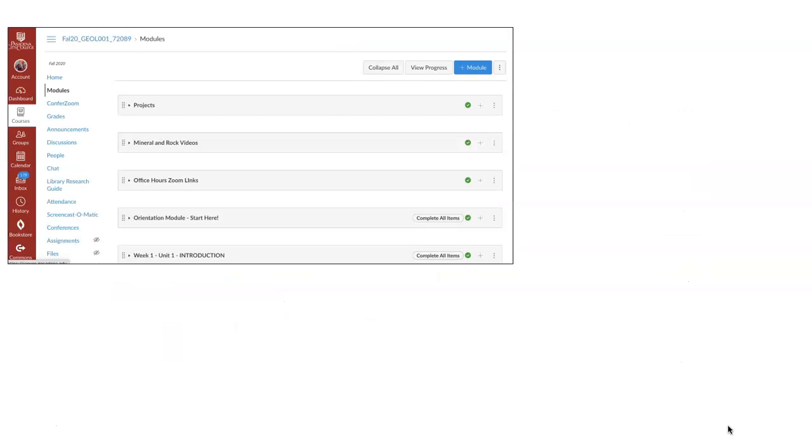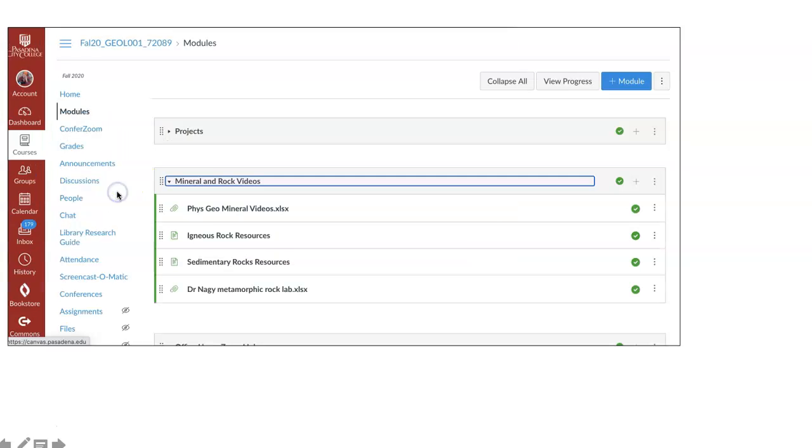Now let's look at where to find these videos online to help you identify them. First of all, here is our module page. At the top, you have projects, mineral and rock videos, office hours, orientation, etc. So you're going to go to the mineral and rock videos, and when you open it, you're going to see these 4 options. The Phys Geo Mineral videos is what you use for your hardness mineral lab, and that's where you're going to go. Next week, when we look at igneous rocks, you're going to go here.